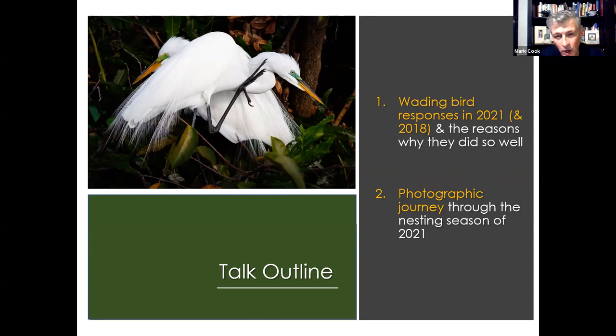And I'm going to talk about why this gives me so much hope and what we learned in terms of it, so much hope in terms of Everglades restoration. And, you know, how much we learn from a scientific perspective as well. And then in the second part, I'm going to show you this photographic journey.